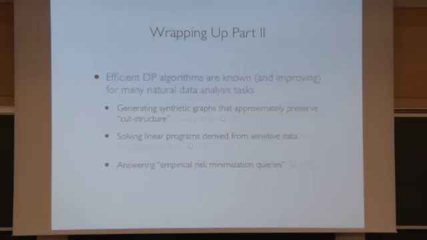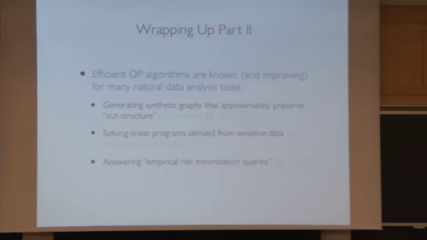Another problem that I think is interesting that's received a lot of attention is answering what are called empirical risk minimization queries. This is something that comes up a lot in machine learning and statistical estimation, and I've started to do some work on this problem. And I think just generally, when you really drill down on what the specific problem you want to solve is, and think hard about the problem, we're going to be able to get good differentially private algorithms for these problems.